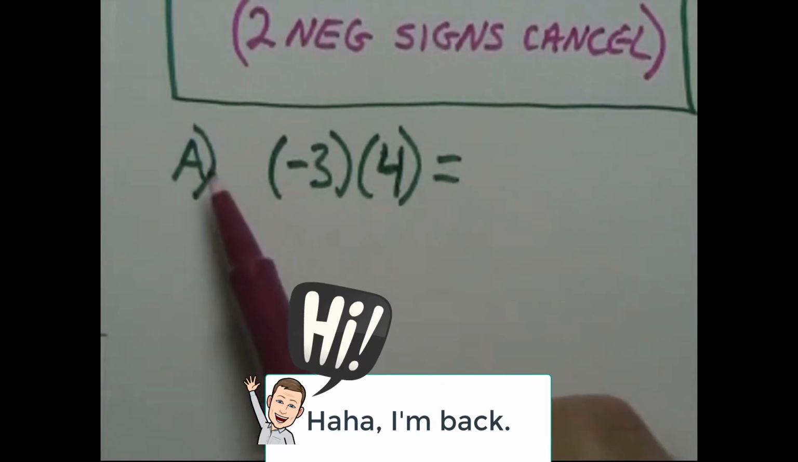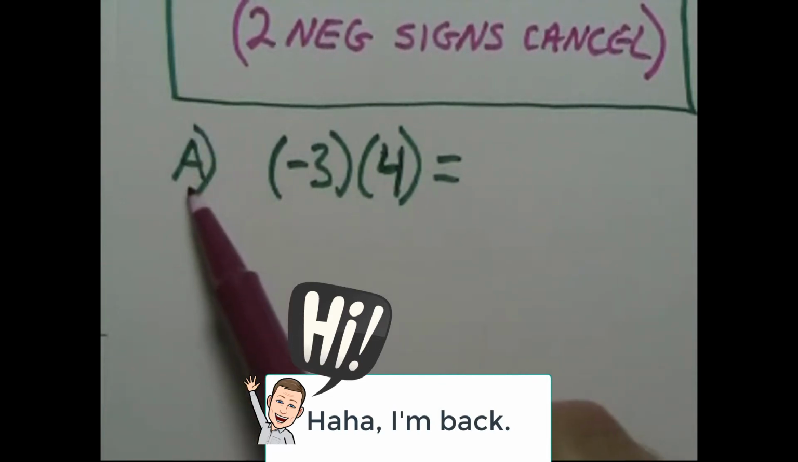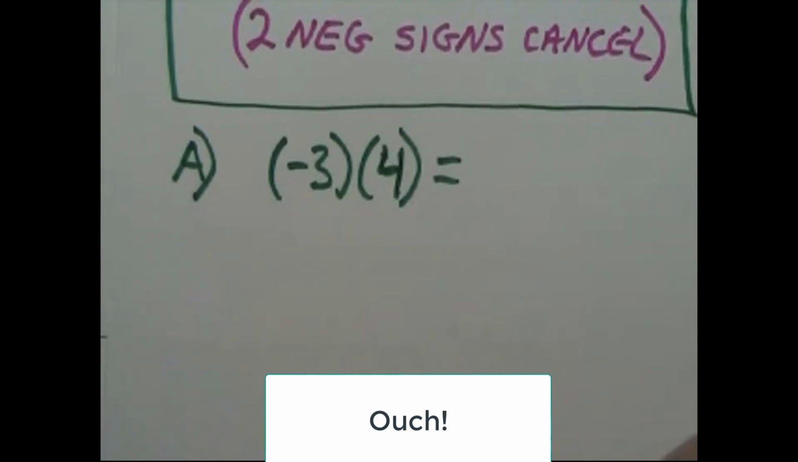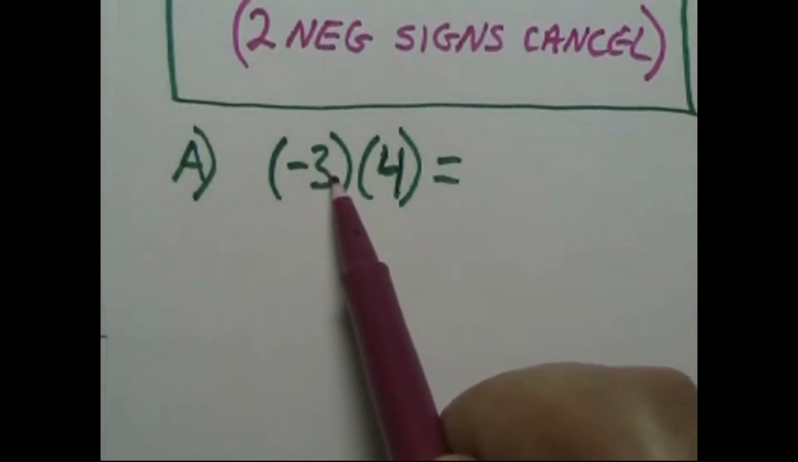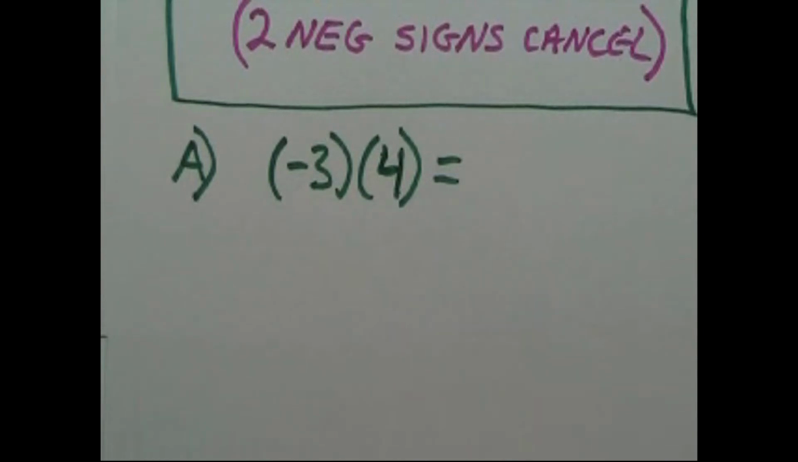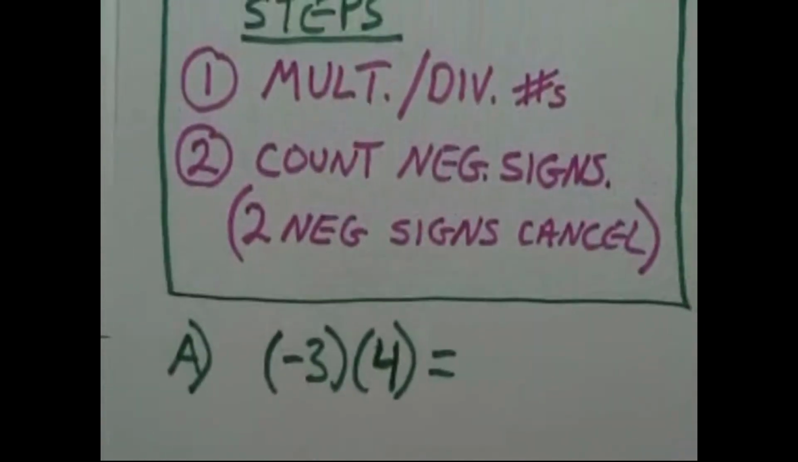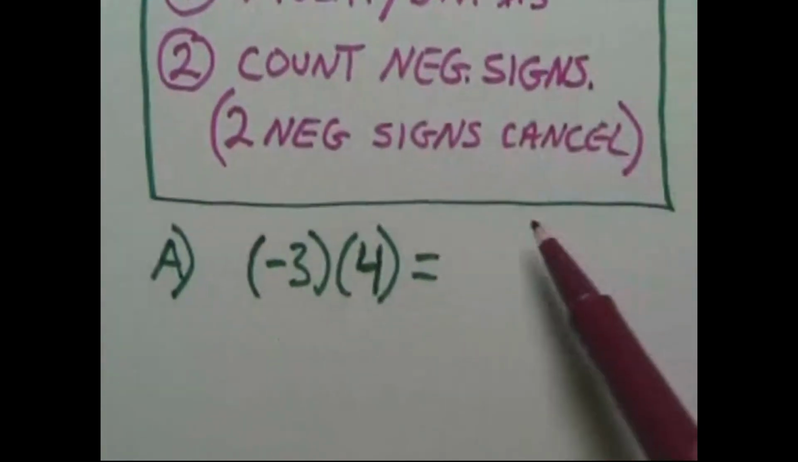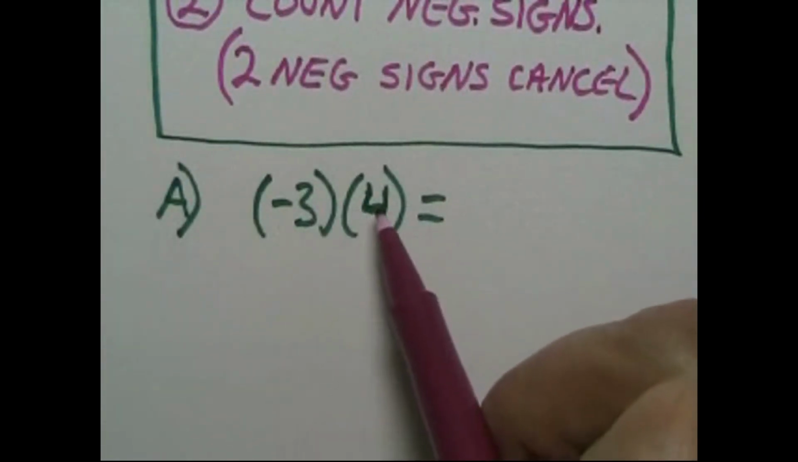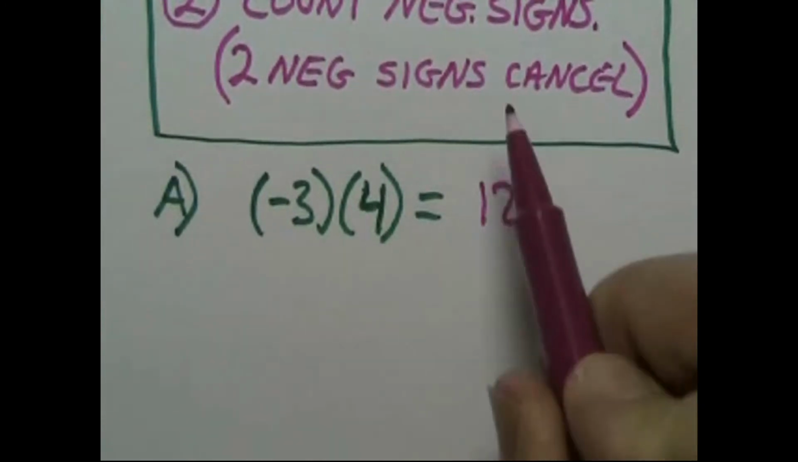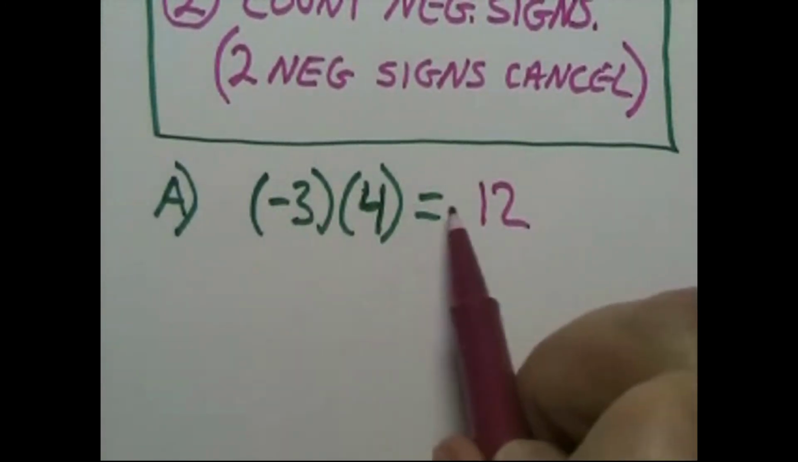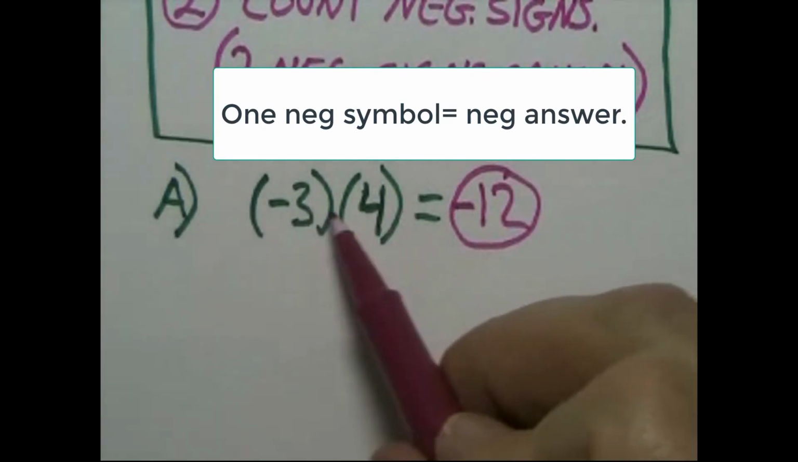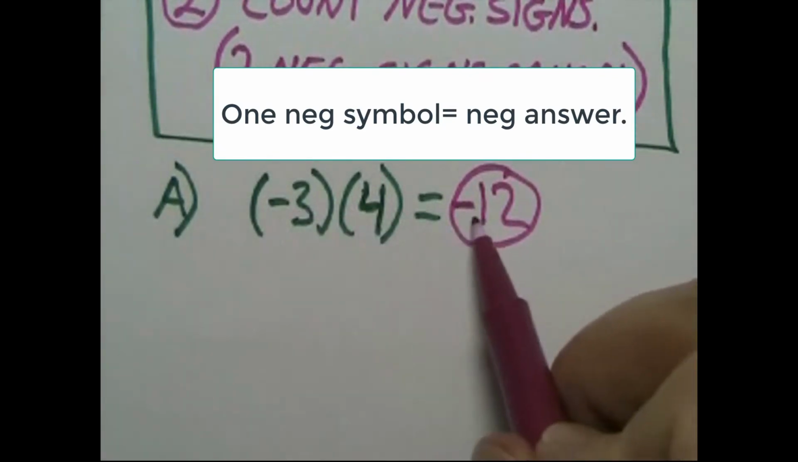Now, rather than use numbers, I'm going to use letters, and we'll go all the way up to the letter K, A through K. Here's our first example, negative 3 times 4. Remember, our steps are multiply or divide, and then count the negatives. Two negatives cancel. So I multiply 3 times 4, that's 12, and I count the negatives. There's one negative, so the answer is negative. Two of them cancel, but I don't have two of them. I have one, so the answer is negative.